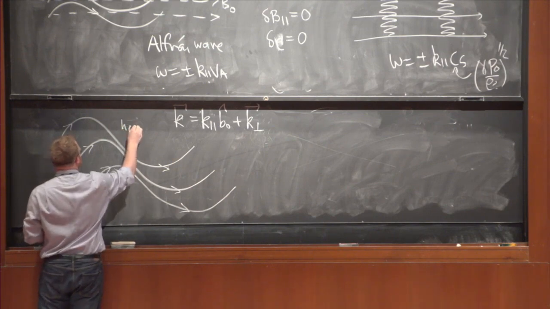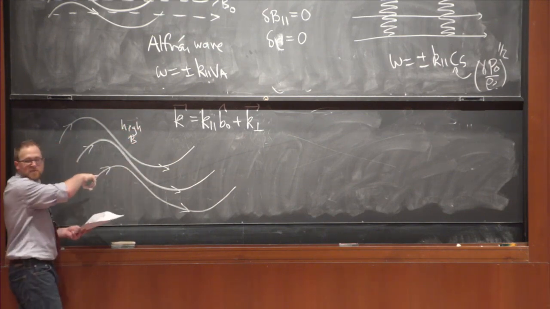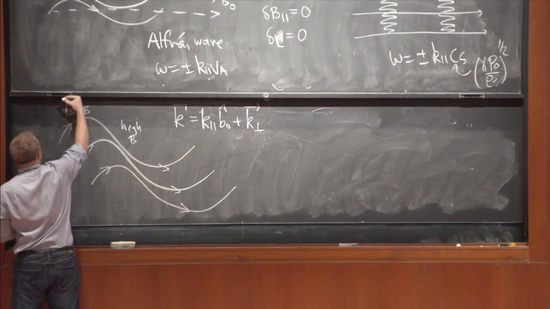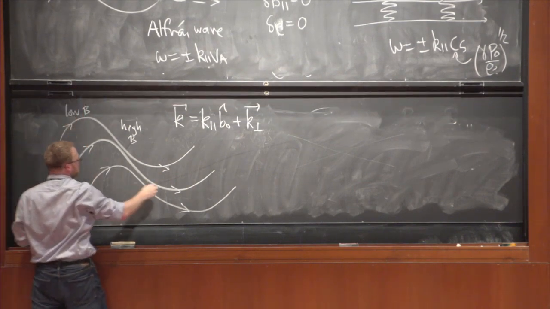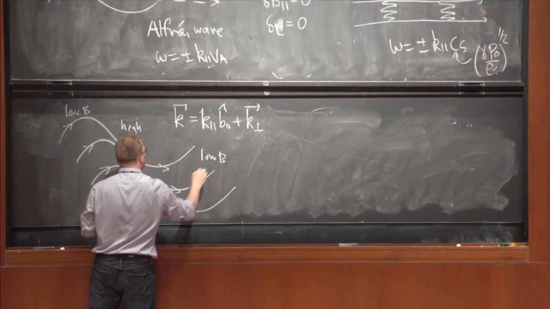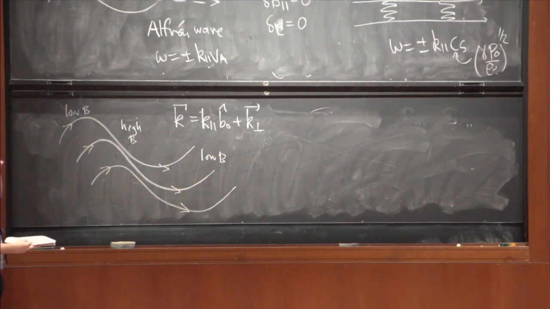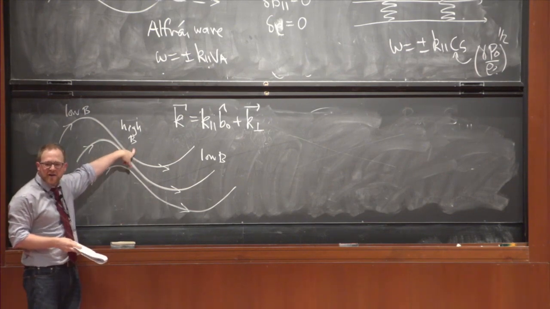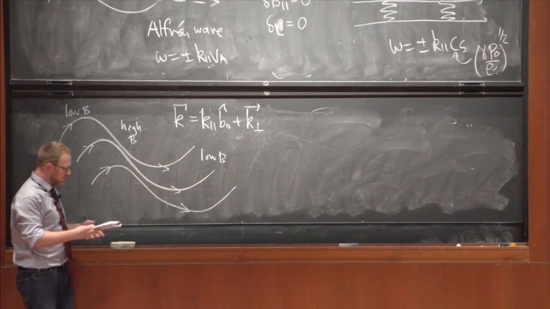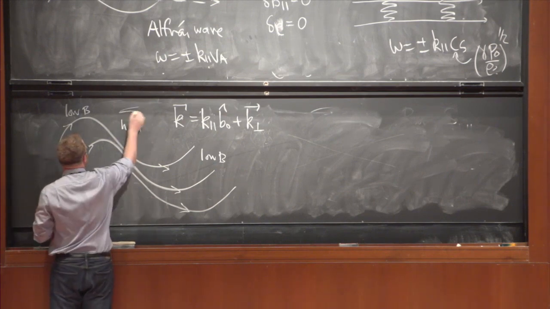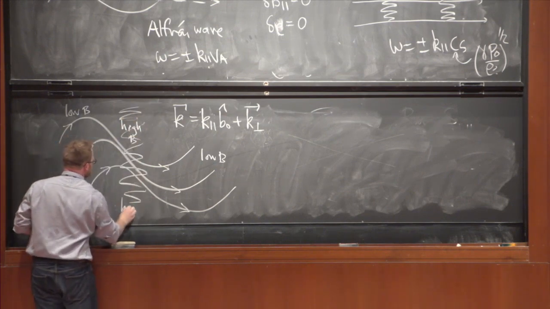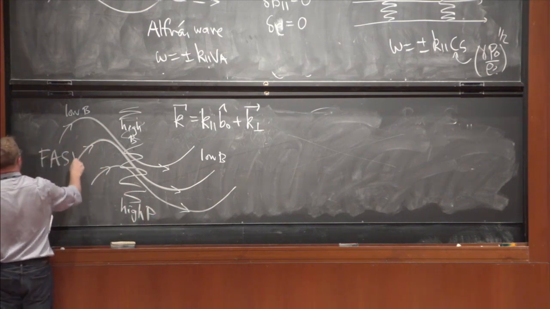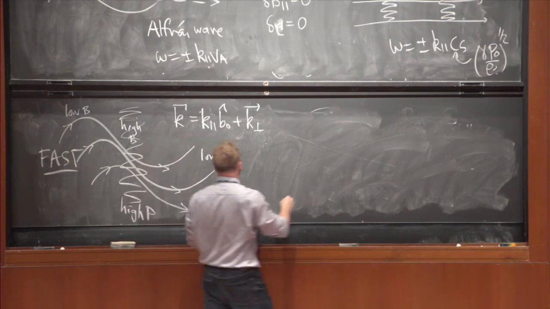So of course, right here, the magnetic field is strong because the field lines are bunched together. And right here, the magnetic field lines are weak because they're spread apart. And the two options that you get is whether you also have the gas pressure high here or the gas pressure low here. So if you have high pressure here, this is called a fast wave. I'll tell you why.